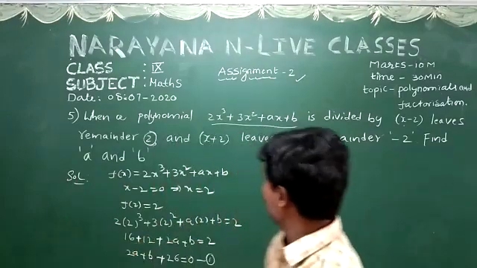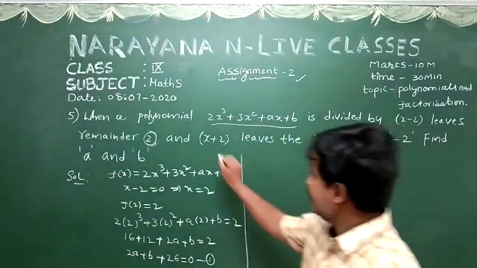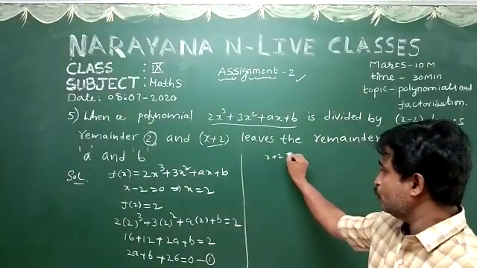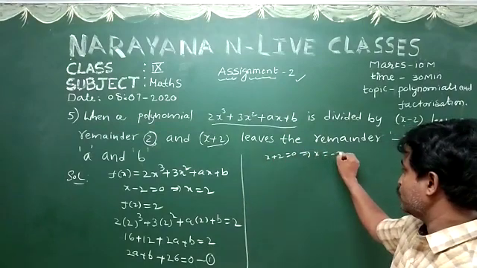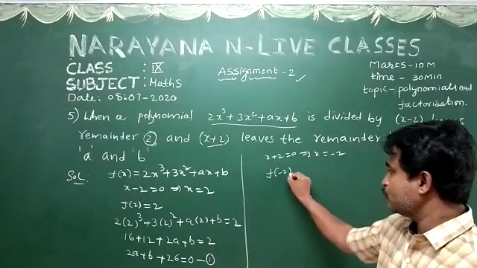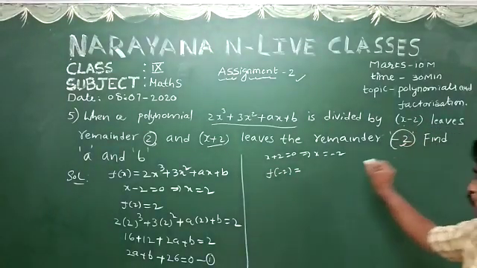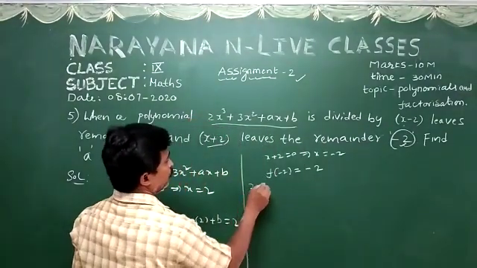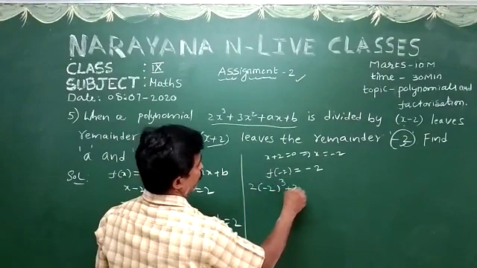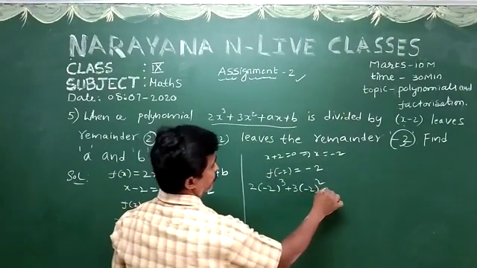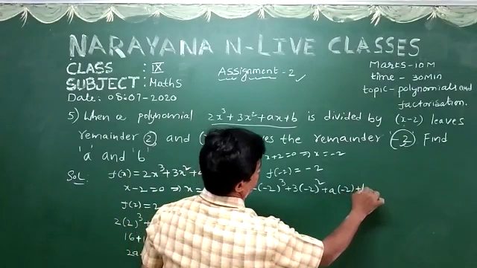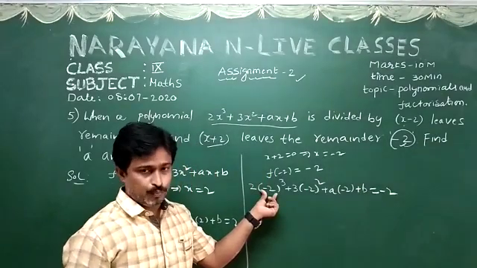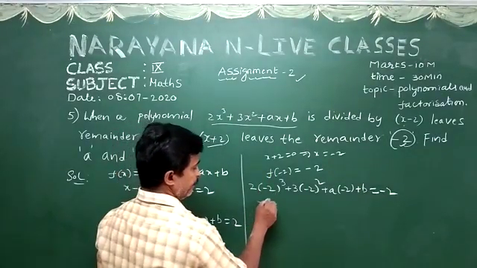Coming to the second polynomial, divided by x plus 2 leaves remainder minus 2. Therefore x plus 2 is equal to 0 implies x is equal to minus 2. So leaves remainder means f of minus 2 is equal to the remainder, minus 2. Replace minus 2 in the given expression f of x, that is equal to 2 into minus 2 whole cube, 3 into minus 2 whole square plus a into minus 2 plus b is equal to, here the remainder is minus 2. Here observe minus 2 whole cube is equal to minus 8 into 2, minus 16.